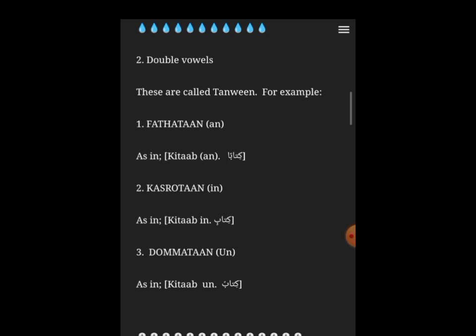malakan, malikan. Is that taken? So for kasra, in, you have kitabin, kursiyin. And for dhammatan, un, you have kitabun, masjidun, baytun, and so on and so forth. I believe this is understood, right? These are fundamental things that you need to learn as an Arabic learner who wants to speak like the natives. And this must be well pronounced, well practiced.